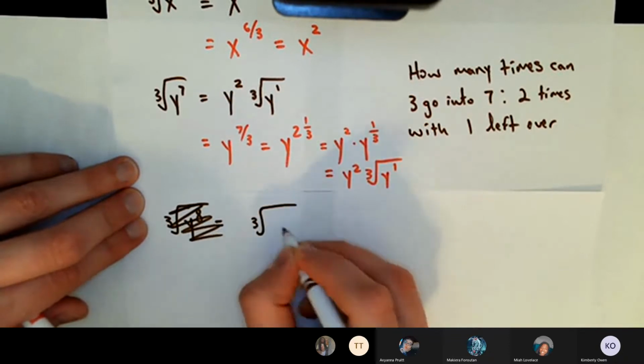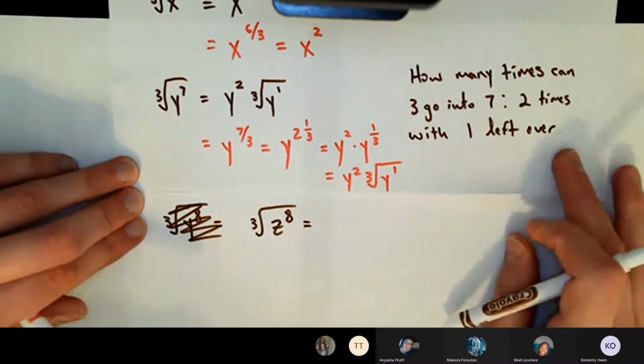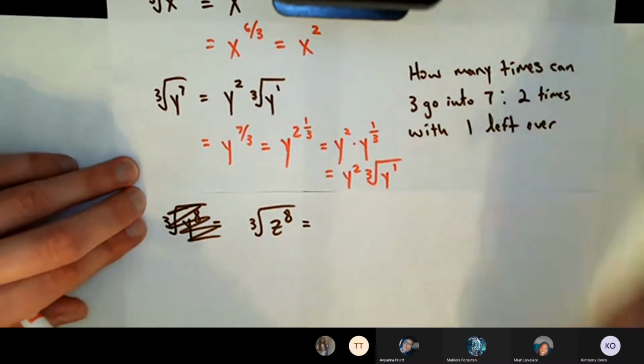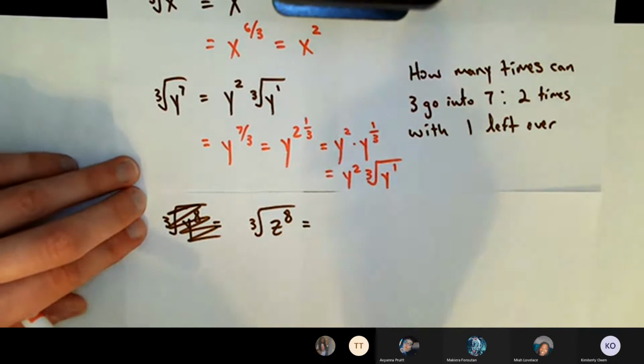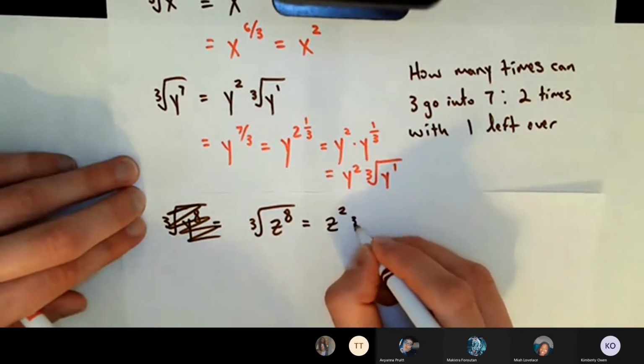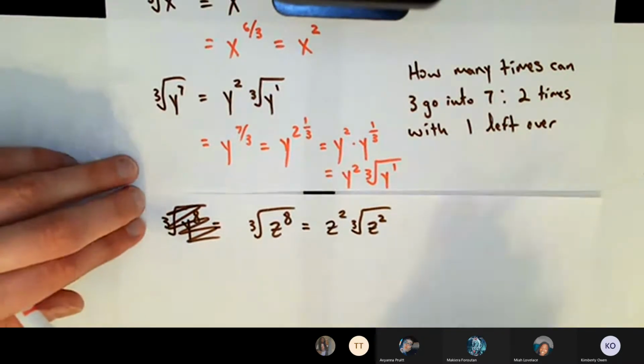All right, the last term is z to the 8th under the cube root. Let's do it this way. How many times can 3 go into 8? That's twice again, right? With 2 left over. This time there are 2 left over, so there's 2 z's left over under the radical.